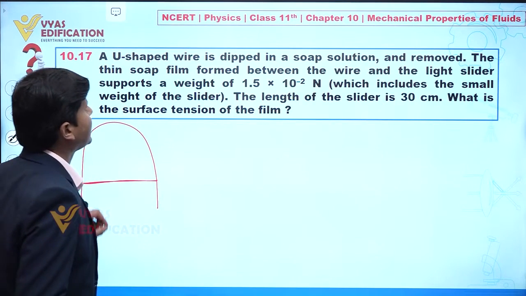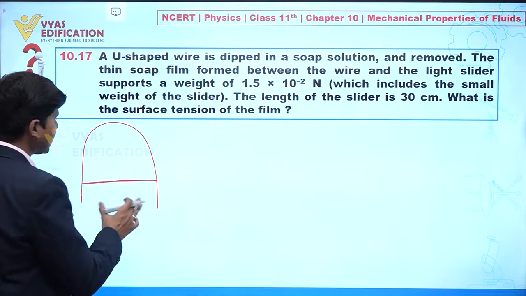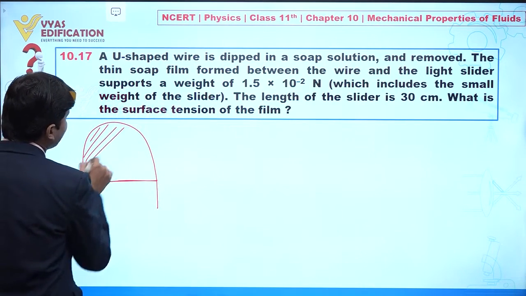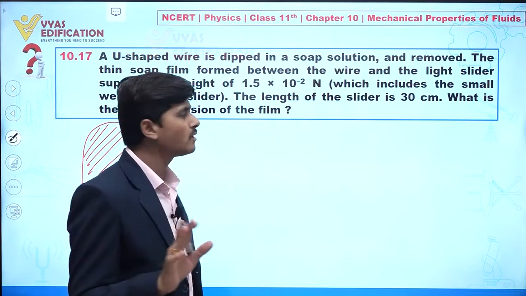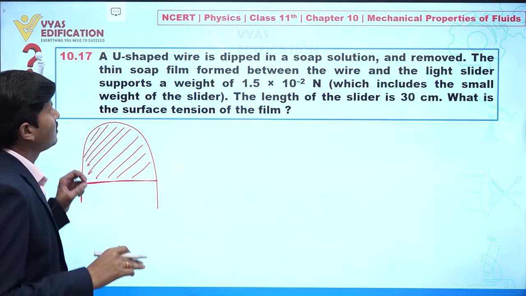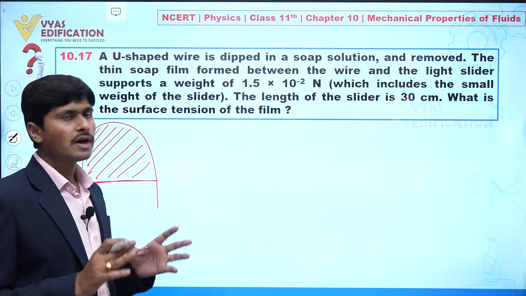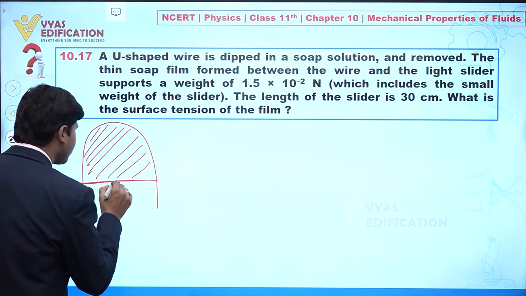A U-shaped wire is dipped in a soap solution and removed. So when this U-shaped wire is removed, definitely we can say we are getting a layer, or surface, of soap solution like this. Now it is given the thin soap film between the wire and light slider supports a weight of 1.5 into 10 to the power minus 2 Newton.